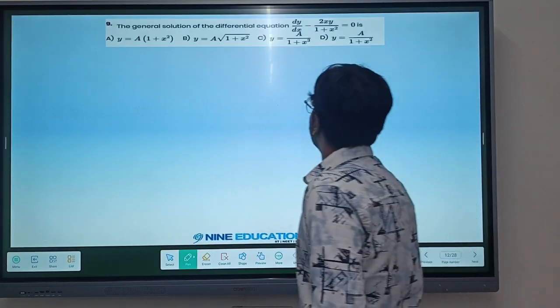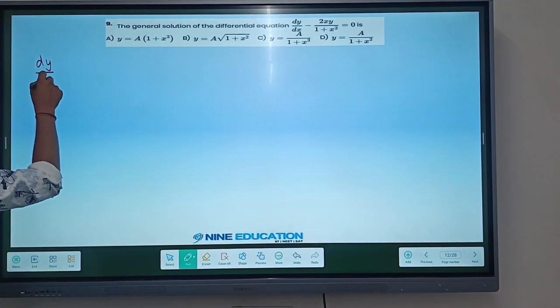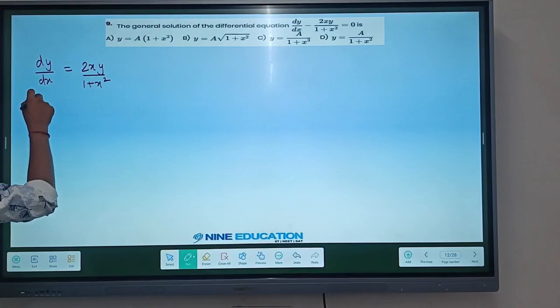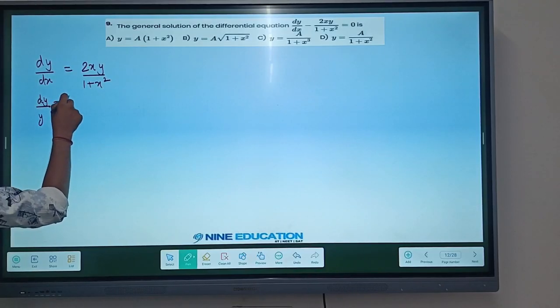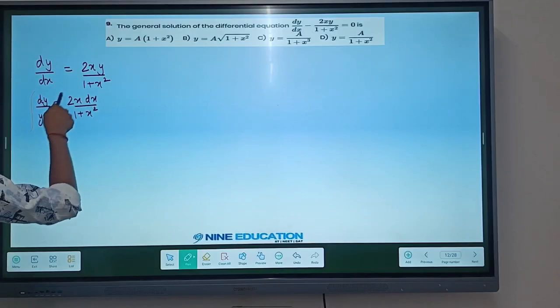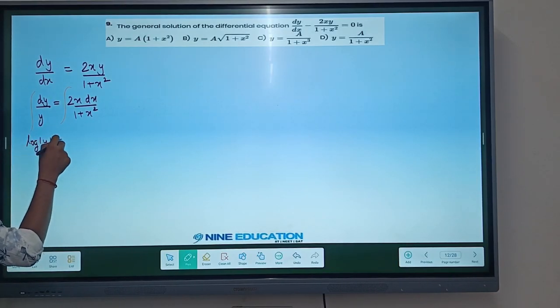Okay. Question number 9, a differential equation question. This looks a little bit easier. dy by dx is given as 2xy divided by 1 plus x square, variable separable. dy by y equal to 2x dx by 1 plus x square. Integrate dy by y is log mod y.